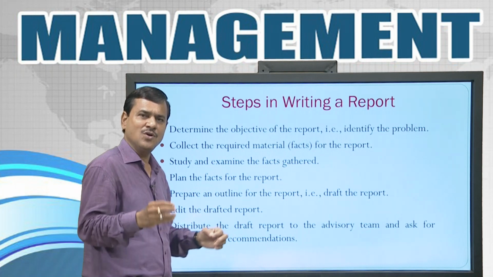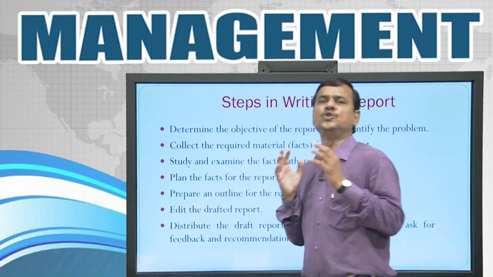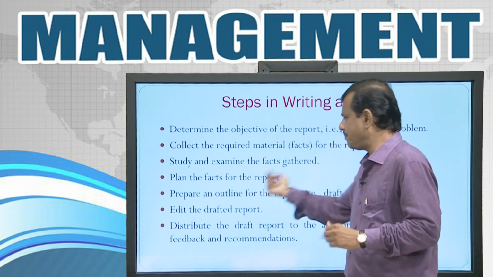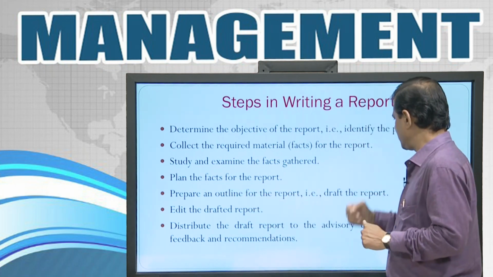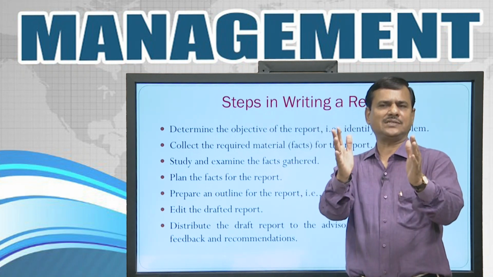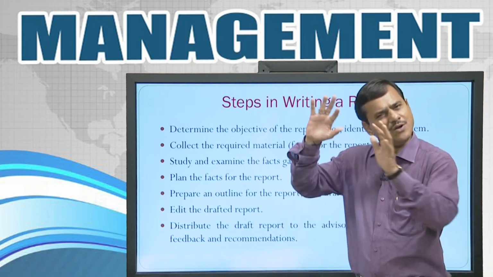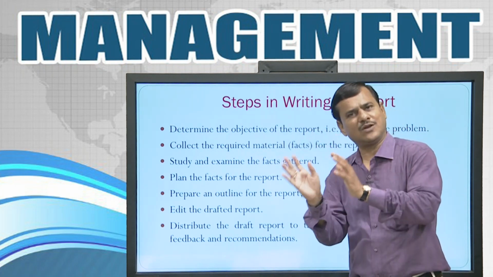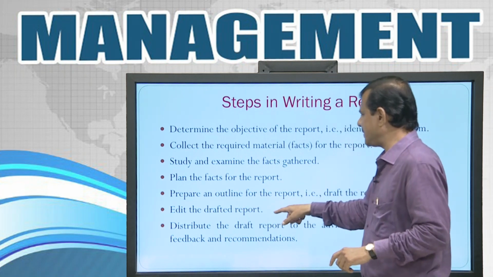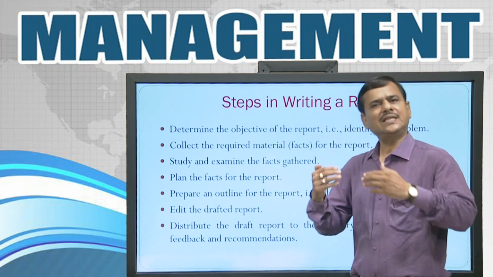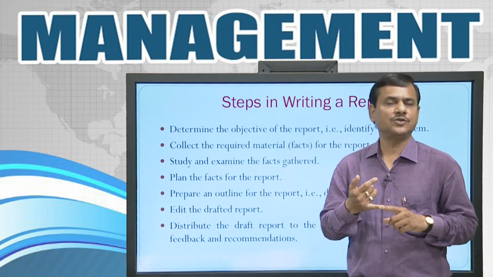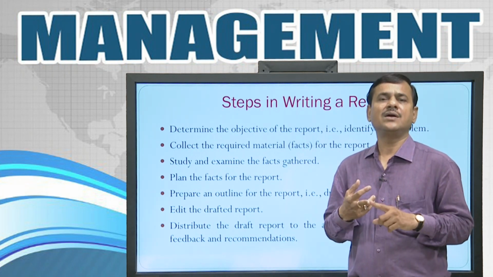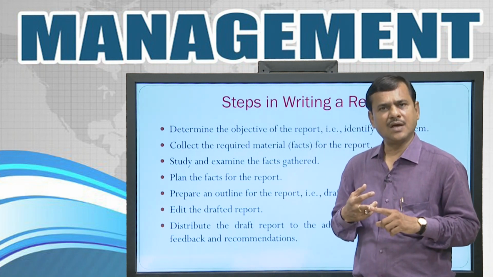Plan the facts for the report. On the basis of the analysis, whatever things you feel feasible, whatever things you feel advisable, you suggest the plan. Then prepare an outline for the report. That means start writing that these points are to be highlighted, these points are not required right now, or this detail is not very crucial for inclusion in this report. Edit the drafted report. First, you draft it, then you edit it. The facts should be very concrete, there should be no grammatical mistakes, and a proper way of presentation is to be observed.